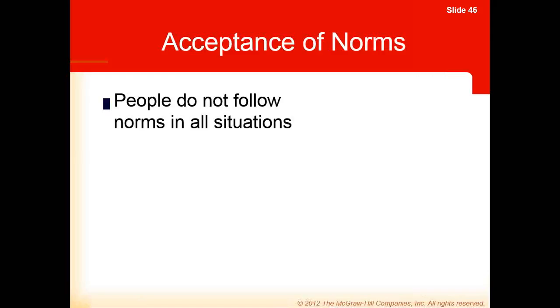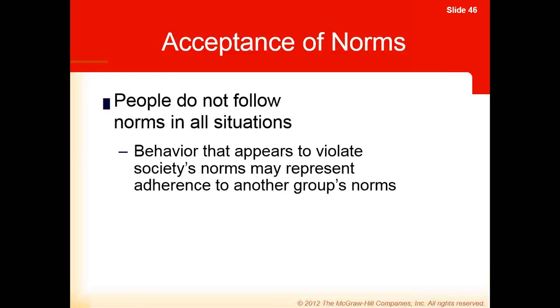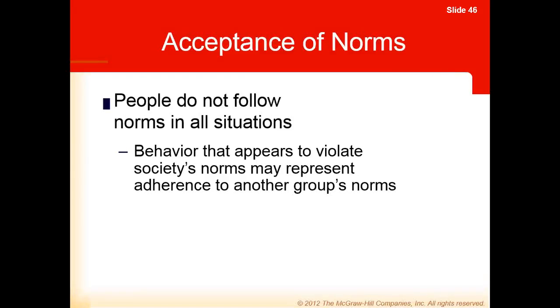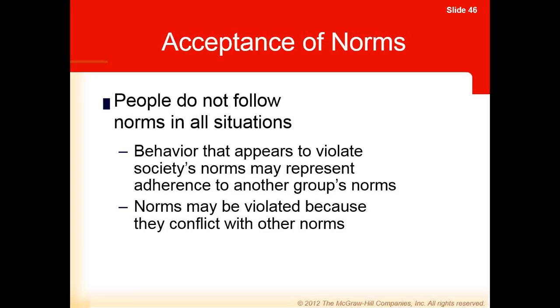When we think about norms, norms are what are generally accepted, but people don't always accept them. When we get to the chapter on deviance and deviant behavior and crime, we'll talk about some of this. Behavior that appears to violate the wider society's norms may represent adherence to a subculture, a counterculture, another group, another culture, and may indicate adherence to a norm from a different group. Norms may be violated because they conflict with other norms.